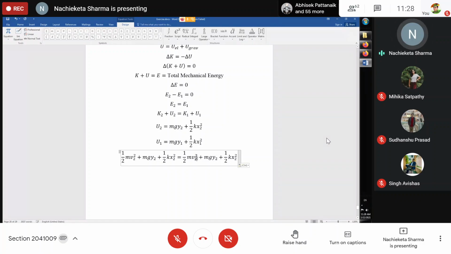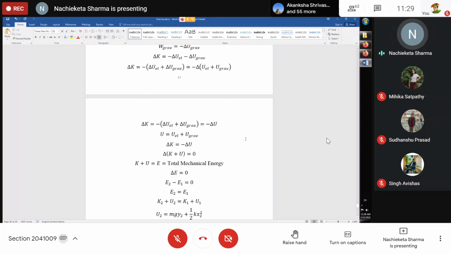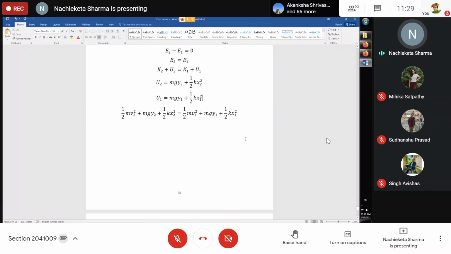Now the system consists of two types of potential energy. So this will become your mg y1, and this will also become half kx1 square. So look at this equation. This is the explicit expression of these equations, isn't it? This is how you will get it. Now the next question is, what happens when other forces are also present besides the gravitational and the elastic forces?